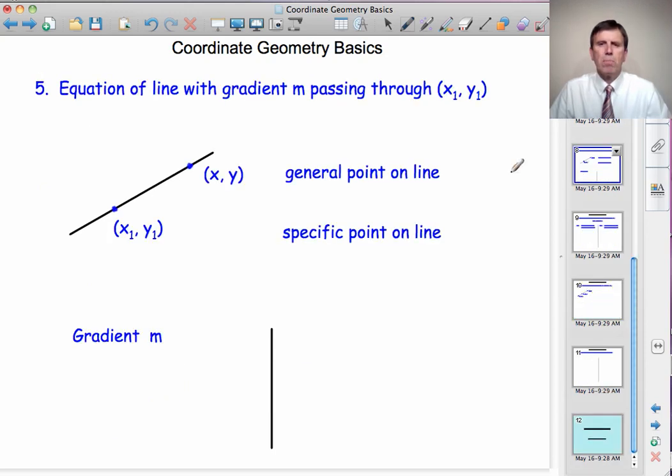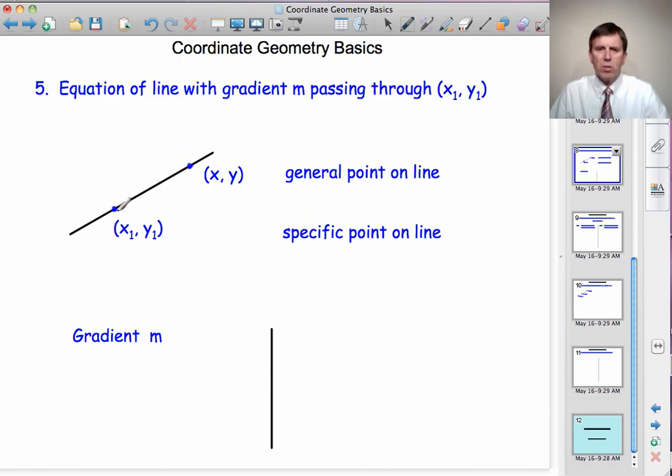Well, we've now looked at the basic properties of straight line geometry, but we're now going to look at 2 very important techniques for finding equations of straight lines. And this first one is without doubt the most important equation in straight line geometry. We want to find the equation of a line with gradient m passing through a point x1, y1. So if we know the gradient of a line and any point on the line, we can find the equation of the line. Now I've marked on here 2 points on a line.